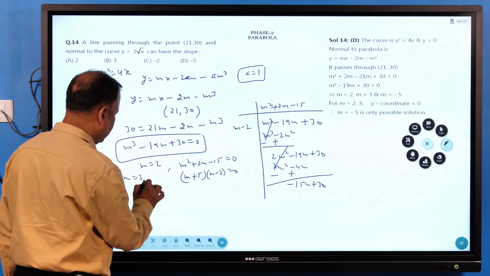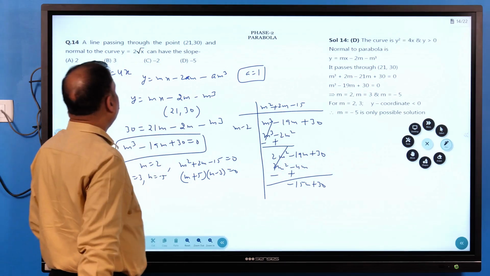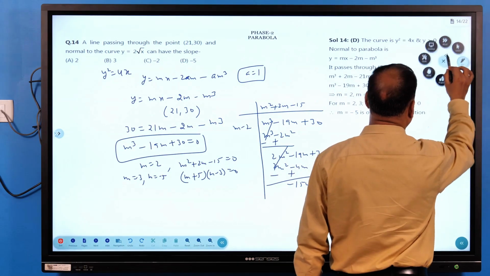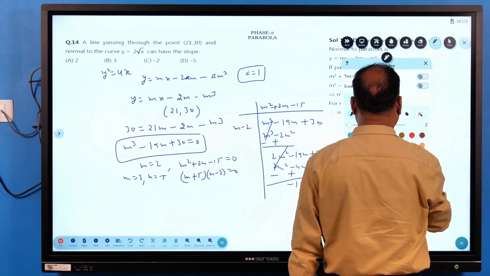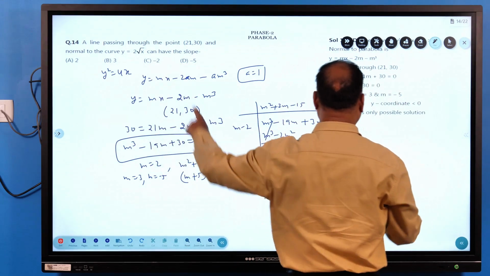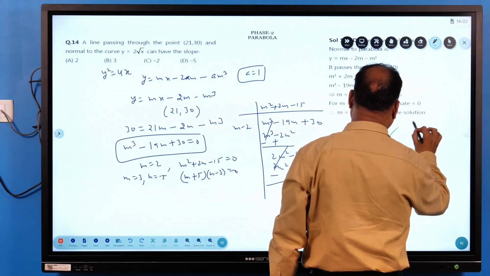So m is equal to 2, 3 and minus 5. Now come to the options. Out of this, all options are there. Which option is correct? That we have to identify. So for that, what we will do? First of all, draw the graph which is given. y is equal to 2 under root x. So y is equal to 2 under root x is in the first quadrant only, like this.